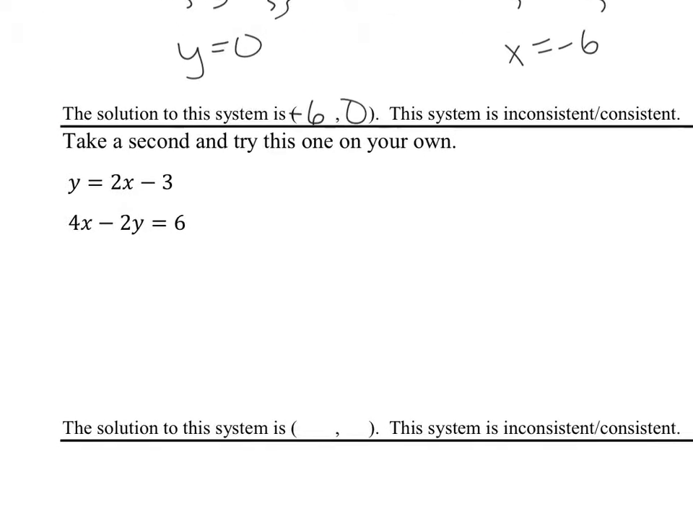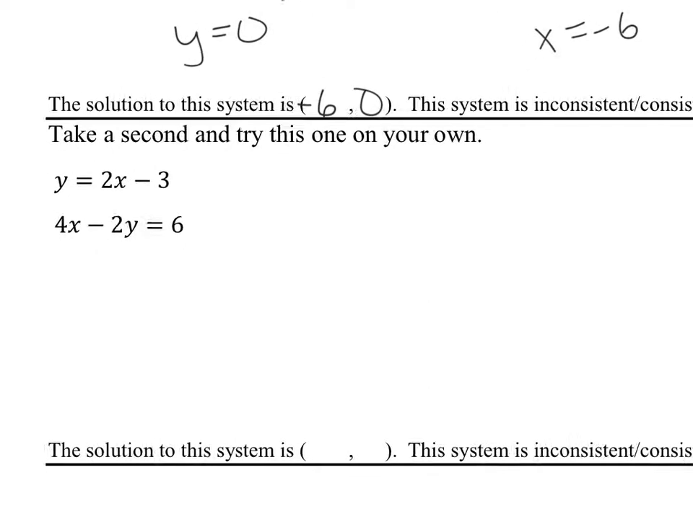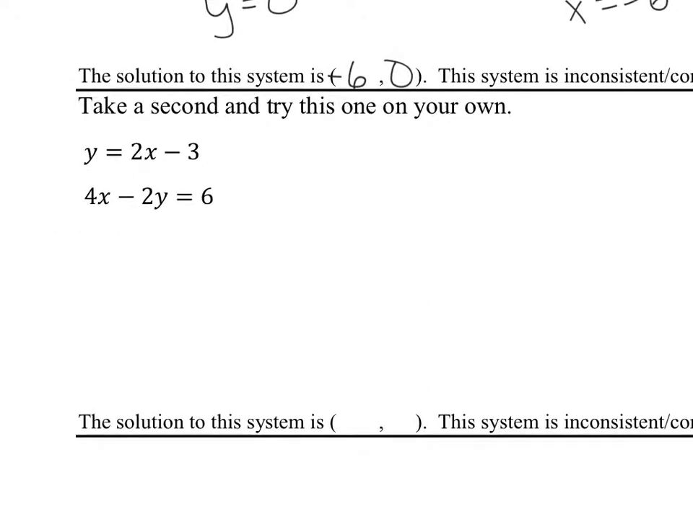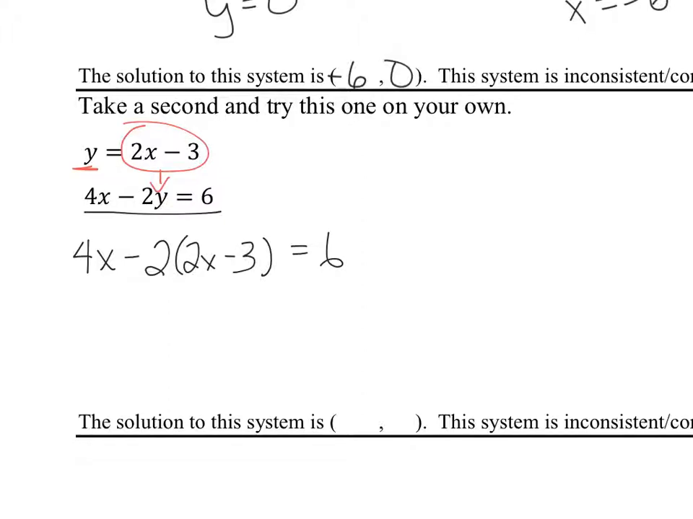Okay, take a second, try this one on your own, and notice what happens. Hopefully you chose substitution here, because this is already y equals. If you like elimination better, that's great, but substitution is the one that you're going to be using consistently. So 2x minus 3 is your y, so you plug that in right there. You simply rewrite this one with just x's. So 2y equals 6. So y is 2x minus 3. And we simply plug it in and do the math.